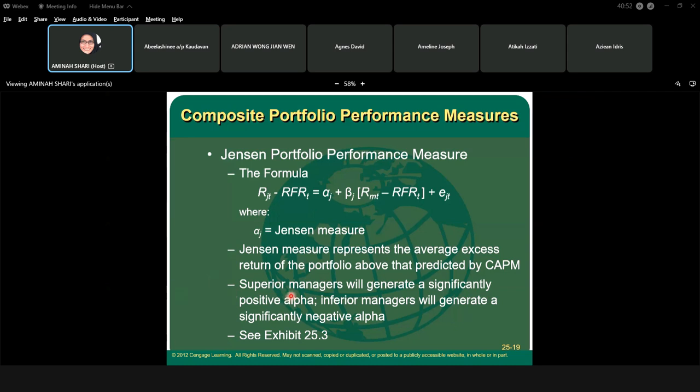Okay, superior manager will generate a significantly positive alpha. Okay, macam I mentioned just now, akan ada value akan dapat positif, akan ada value yang you akan dapat negatif, nanti inferior manager will generate a significantly negative alpha. Okay, maksudnya kita boleh determine the portfolio manager punya performance based on the alpha value lah. Alpha value tu equal to Jensen measure lah, Jensen performance measure.